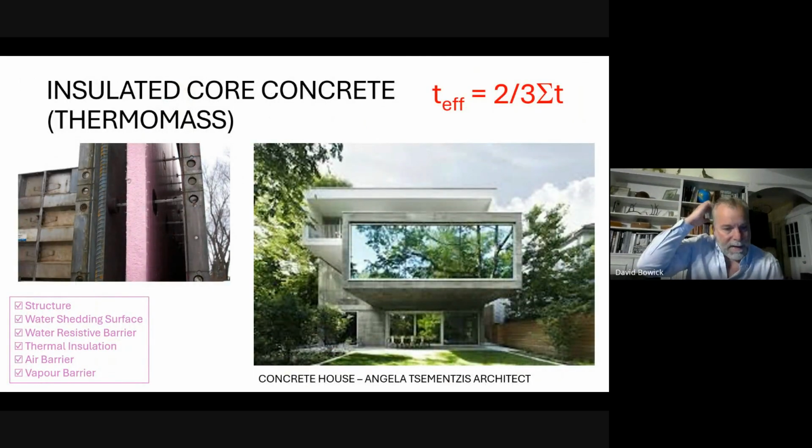Okay. Here's the other way to use concrete in your envelope. Here is an amazing house by Angela Tsemensis, who's a Toronto architect. This is a concrete house. In this house, concrete was used for everything. So concrete is the structure, it's the water shedding surface, it's the water resistive barrier, and within the concrete wall is the thermal insulation. It's also the vapor barrier and the air barrier.